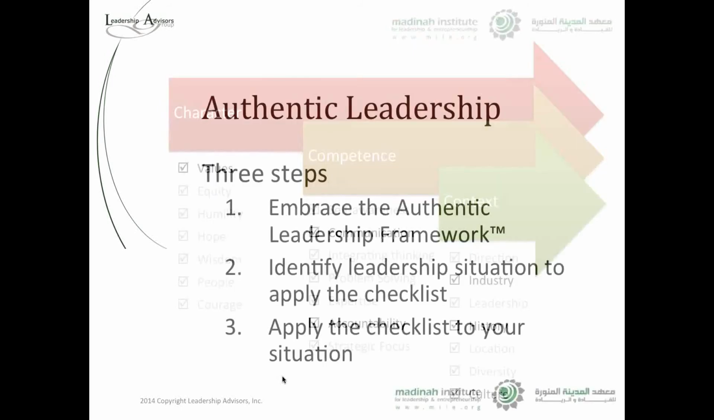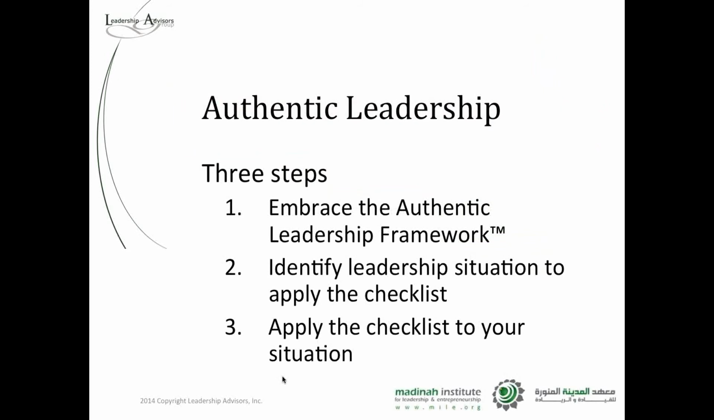So, recapping those three steps to becoming an authentic leader: embrace the authentic leadership framework or something like it. There are lots of models out there that you could grab onto. Just make sure that they have, from my perspective anyway, those three major components: that they touch on character, on competency, and somehow on the context of the organization. Identify specific situations in your organization with your team that you can apply that to. In other words, don't just run around with a checklist in our pockets, but ask what are the situations that we face, what are the opportunities where a checklist might be helpful and authenticity can be demonstrated?